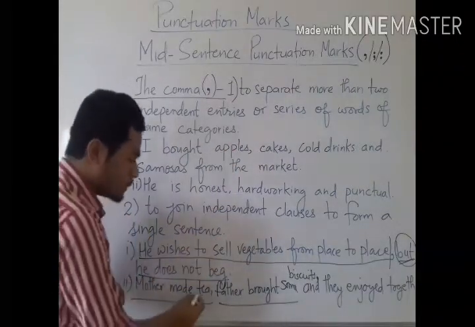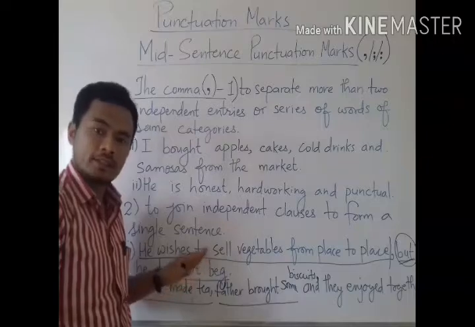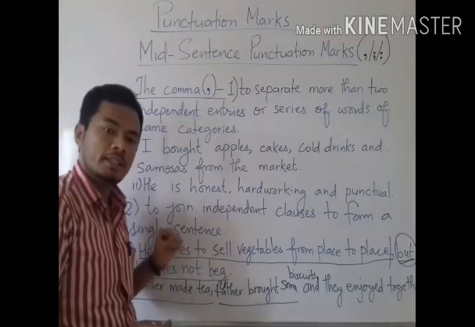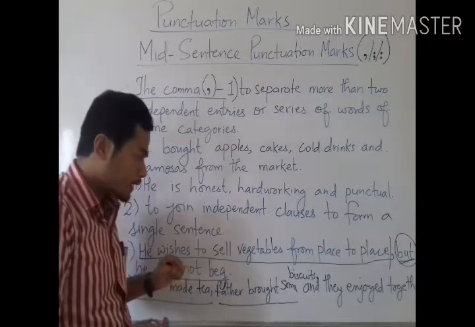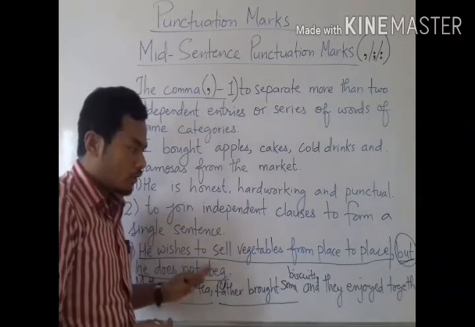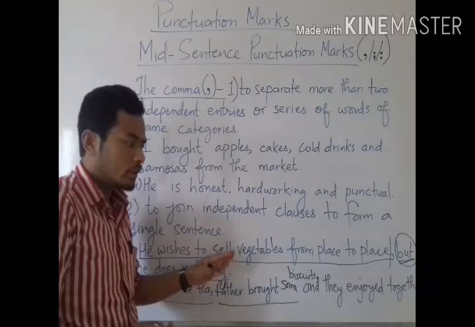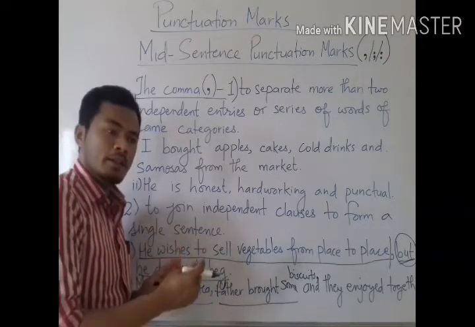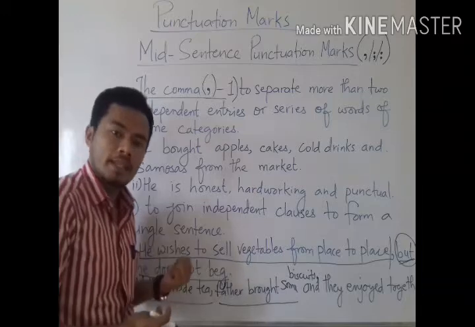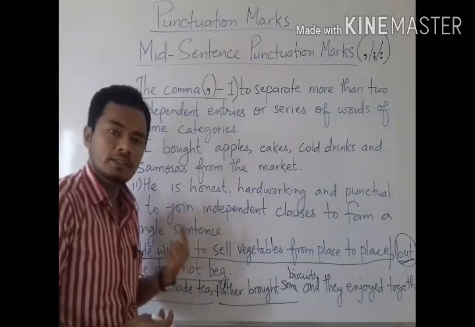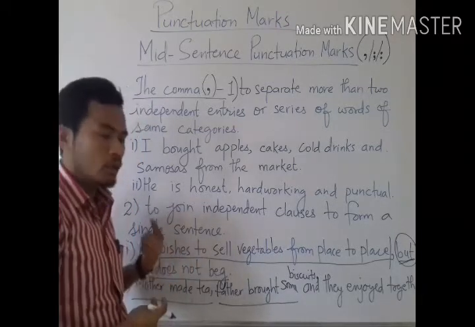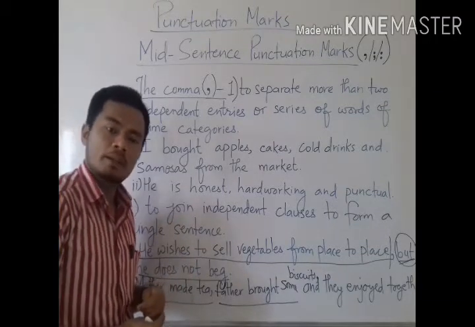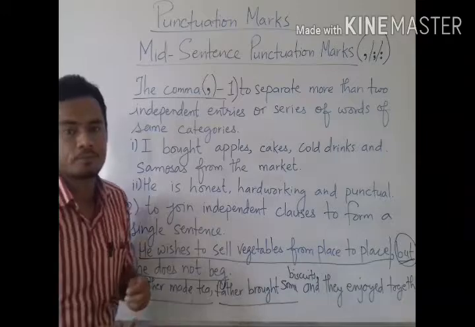So see here, we have three independent clauses. This sentence has been formed by joining three independent clauses together. After each independent clause I have used a comma, and I have joined these three independent clauses by using commas to make them one meaningful sentence. Okay, so a comma is also used to join independent clauses together.